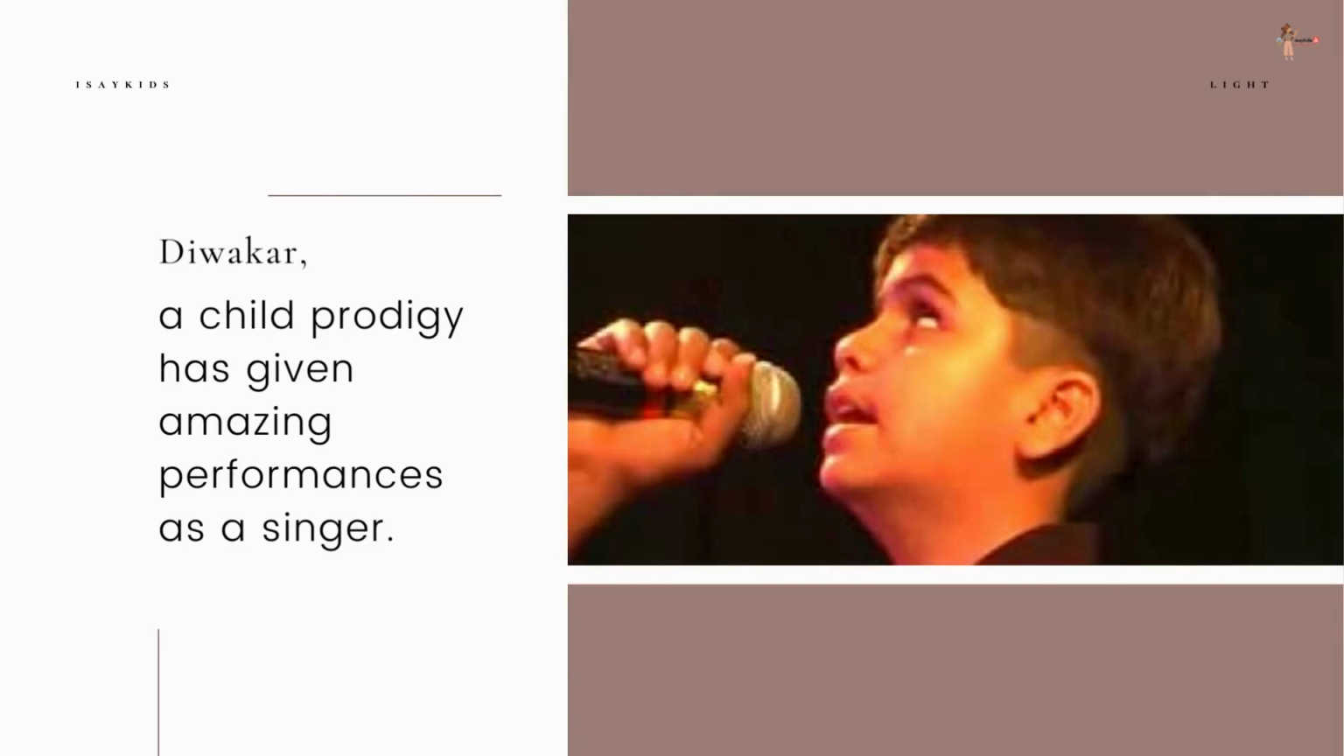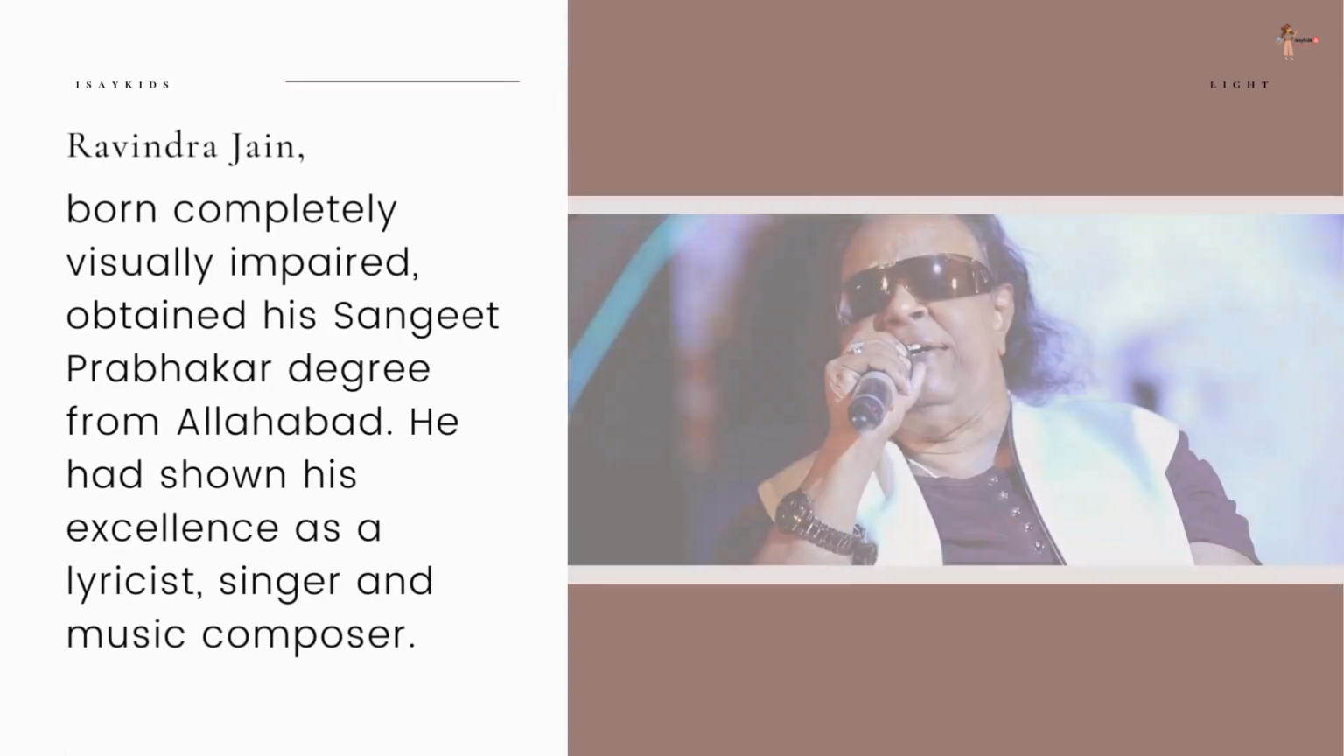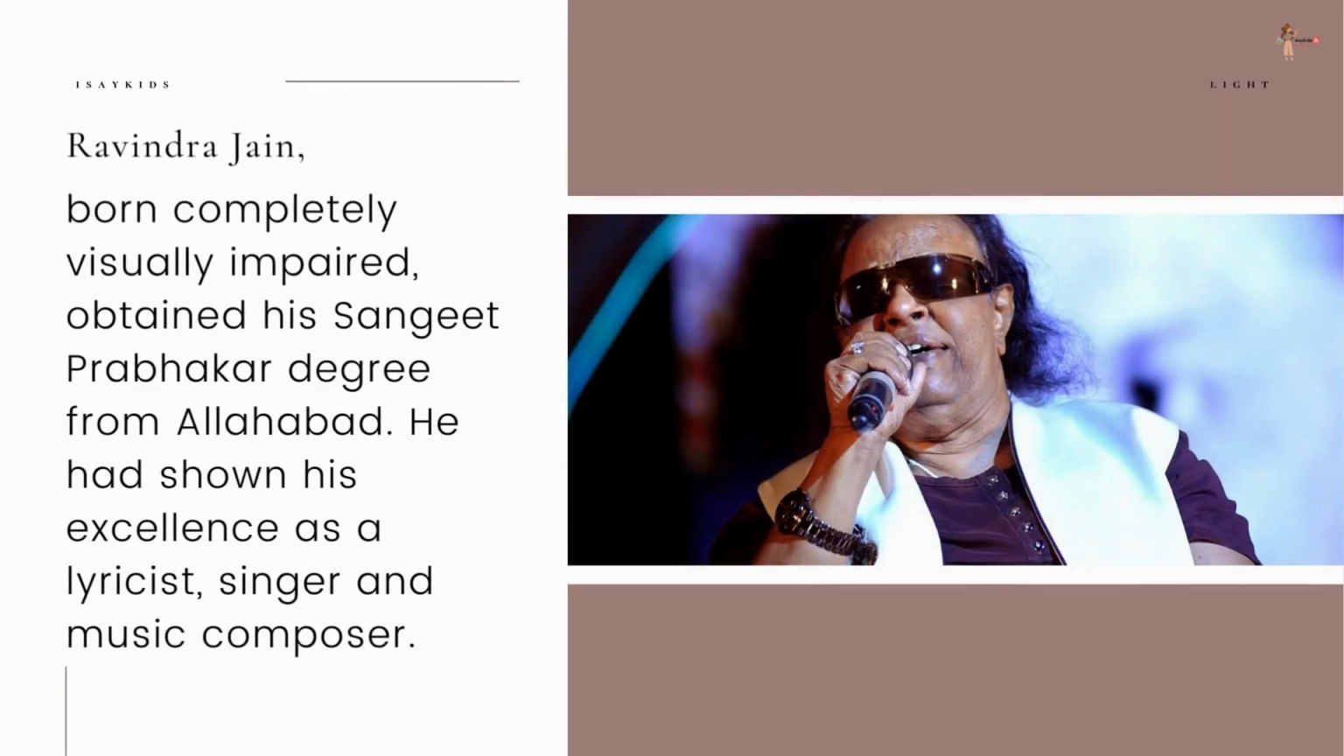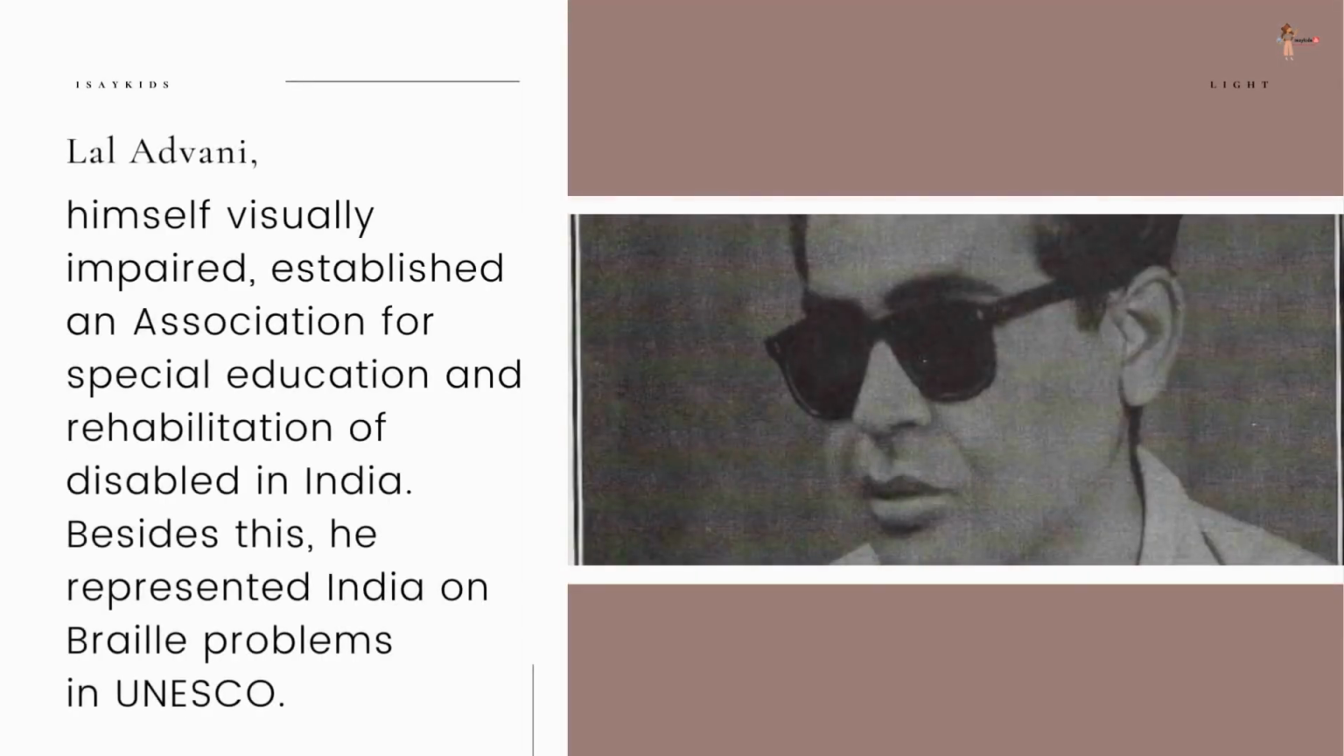Divakar, a child prodigy, has given amazing performances as a singer. Ravindra Jain, born completely visually impaired, obtained his Sangeet Prabhakar degree from Allahabad. He had shown his excellence as a lyricist, singer, and music composer. Lal Advani, himself visually impaired, established an association for special education and rehabilitation of disabled in India. Besides this, he represented India on Braille problems in UNESCO.